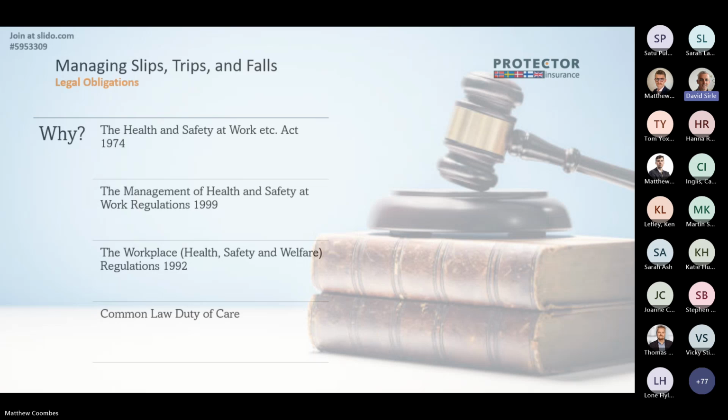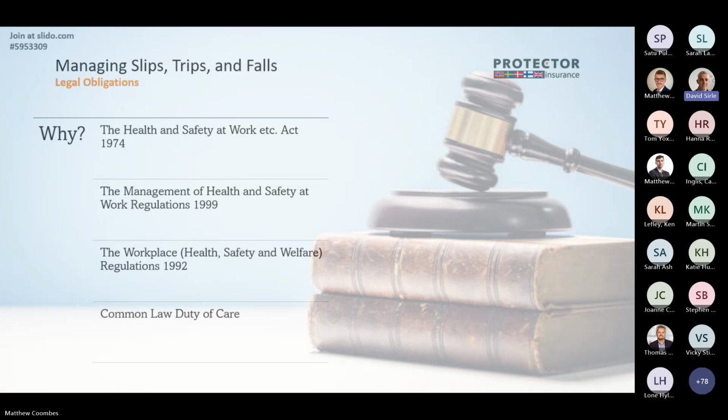Regulation 12 of the Workplace Regulations, this requires floors to be suitable, in good condition and free from obstructions, so people should be able to move around the premises freely and safely. The common law duty of care. So under the common law, employers owe a duty of care to their employees and others who may be on their premises. And others is quite important here, and we will touch on this later.